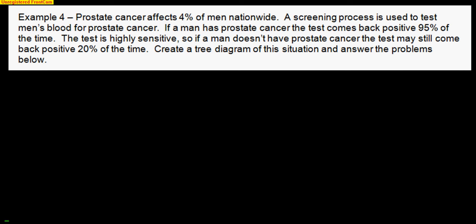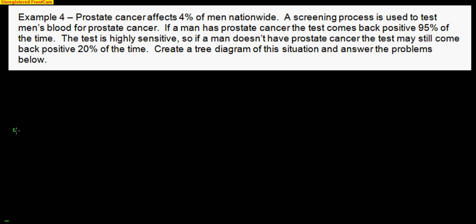Prostate cancer affects 4% of men nationwide. A screening process is used to test men's blood for prostate cancer. If a man has prostate cancer, the test comes back positive 95% of the time. If the test is highly sensitive, however, so if a man doesn't have prostate cancer, sometimes the test still comes back positive 20% of the time. Create a tree diagram and answer the questions.